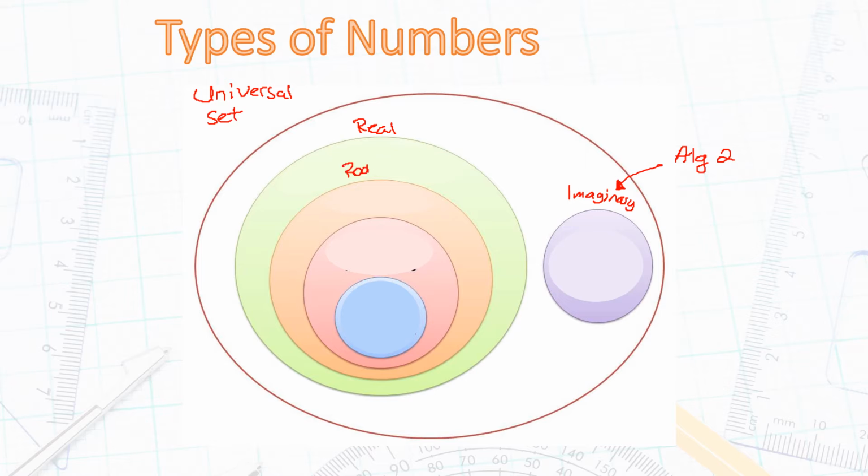So rational, irrational. We've got integers, and then maybe we've got just whole numbers. So natural numbers is the name of that set. There are other subsets we can do, but this is a good place to start.